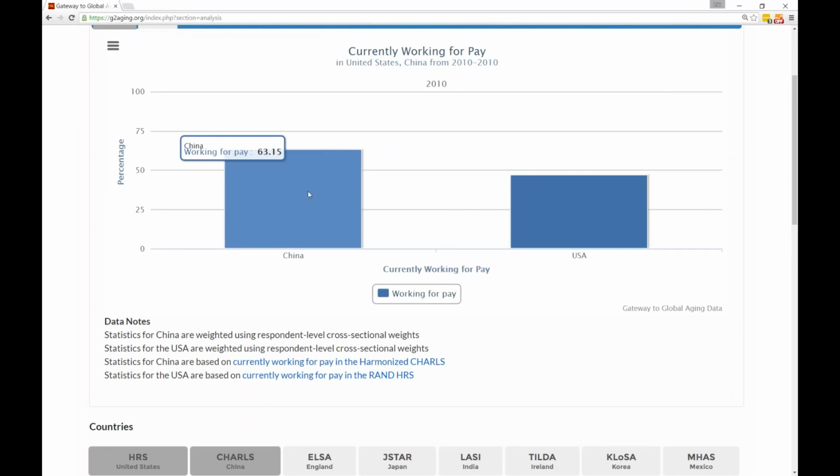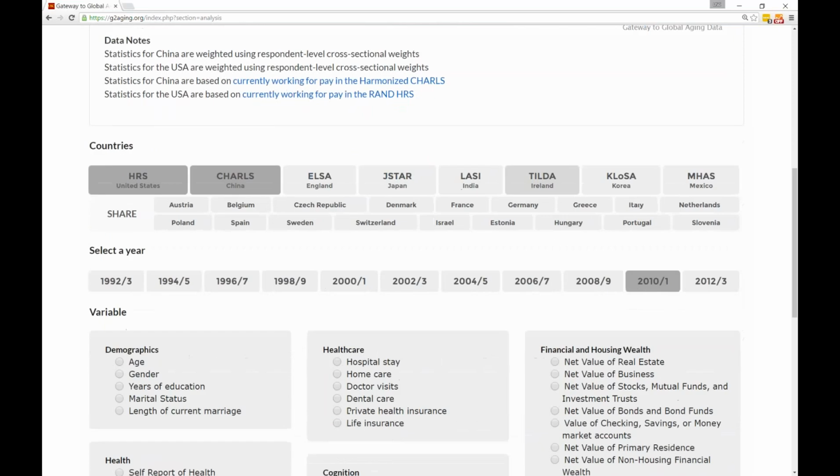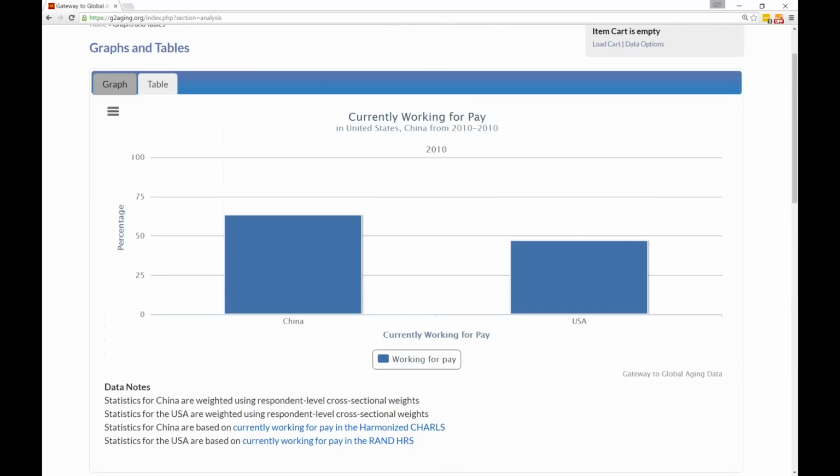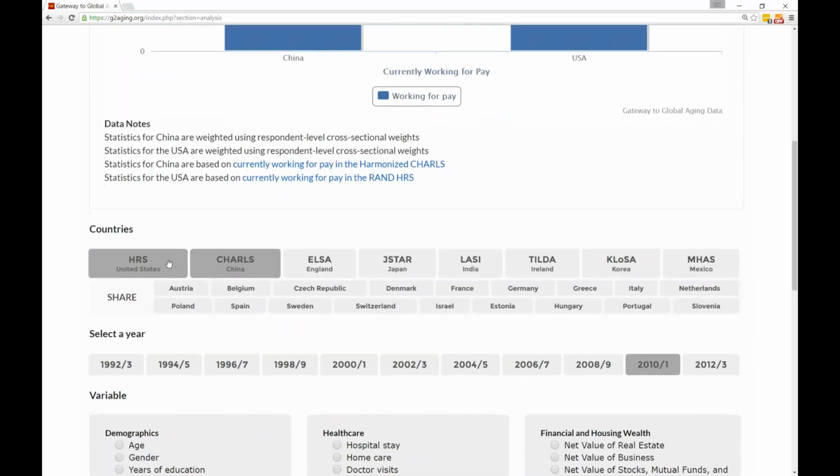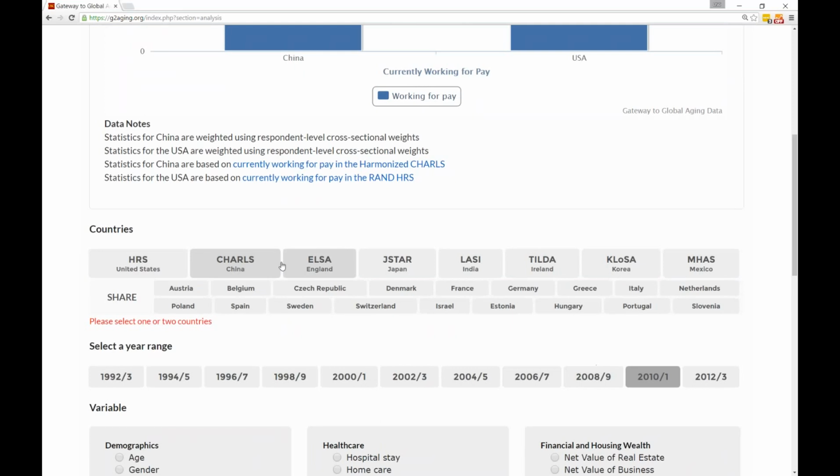So it looks like in China working for pay is 63% of the population, and the US is 46%. But it might be more interesting to look at this remembering one of the differences about CHARLS is that CHARLS starts at 45, and the HRS for the US starts at 51. So some of this difference we could just be seeing is in the populations. Let's look at a couple other examples. Let's generate some charts ourselves.